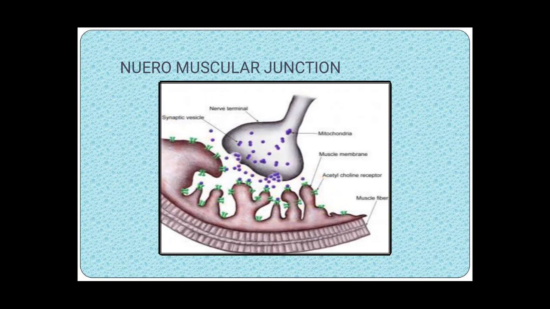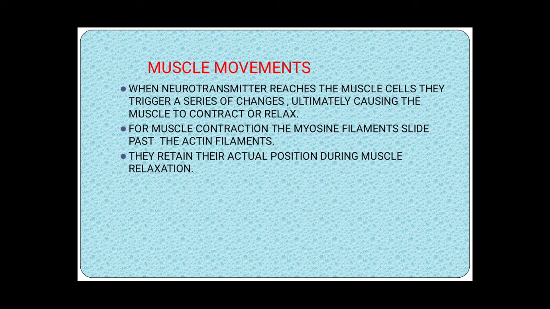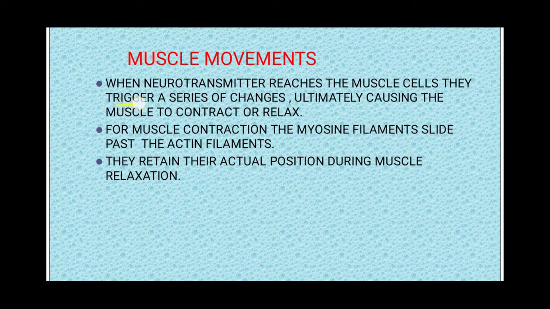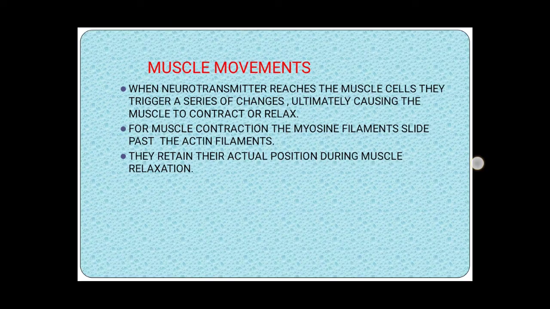Now we can move to the next part, muscle movement. After getting the neurotransmitter, how do the muscles move? When the neurotransmitter reaches the muscle cells, it triggers a series of changes, ultimately causing the muscles to contract or relax. For muscle contraction, the myosin filaments slide past the actin filaments. They retain their actual positions during muscle relaxation.